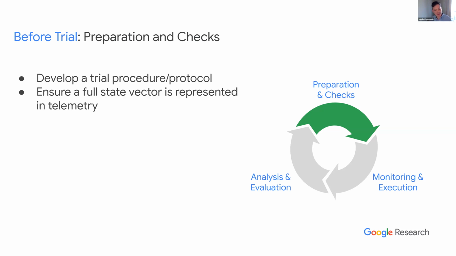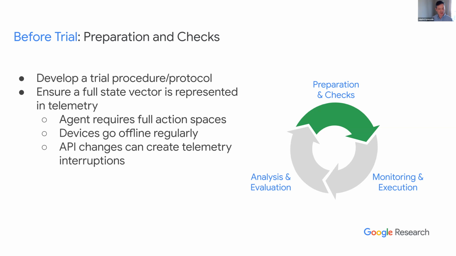Before we deploy the model, we need to make sure that the state vector is fully represented in the telemetry stream. That is surprisingly hard. It seems like such an obvious thing, especially if you're working in the simulated world, where you always get a full state vector. But in the real world, devices go offline on a regular basis. The APIs change, the software changes, and suddenly the devices are not available. And of course, the agent requires full action spaces. As I mentioned, devices go offline regularly, and API changes can create telemetry interruptions. In fact, right now our system isn't running because we have an issue with some of the details in the API that runs the whole thing.